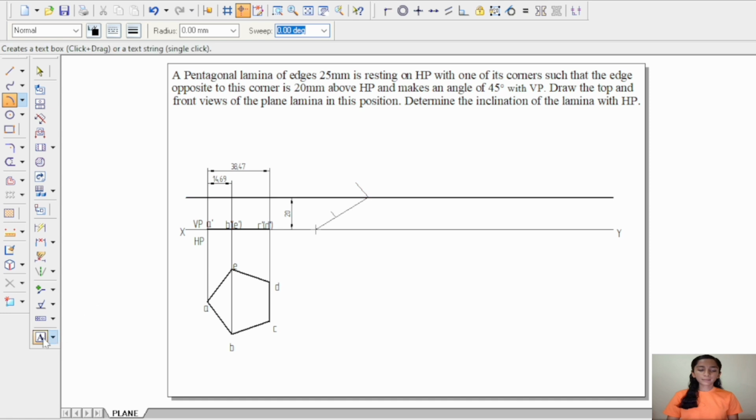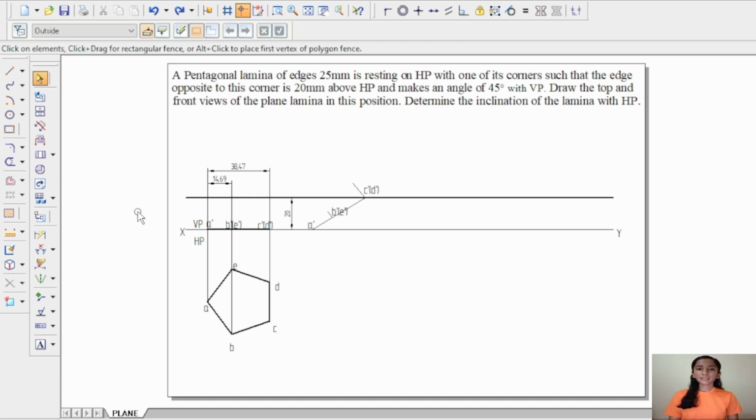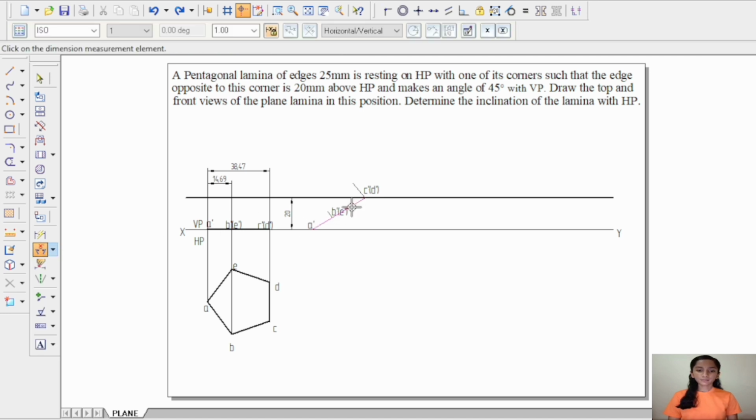Now using text command, let's name this as A dash, B dash and in bracket E dash, and this is our C dash and in bracket D dash. Now using angle between command, let's check the inclination of the lamina with HP. Select the angle between command.